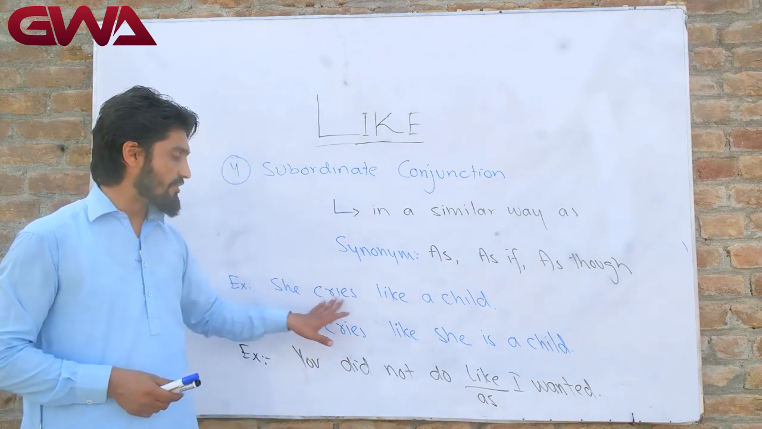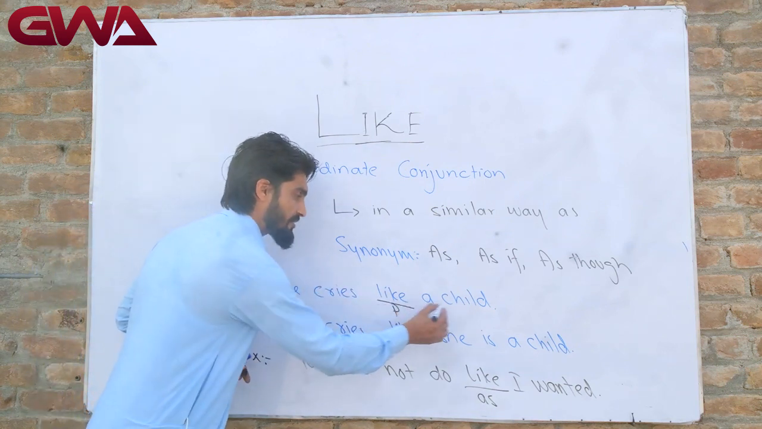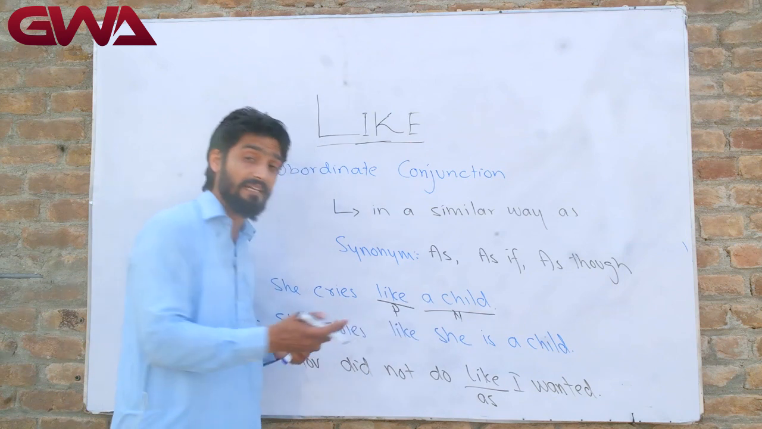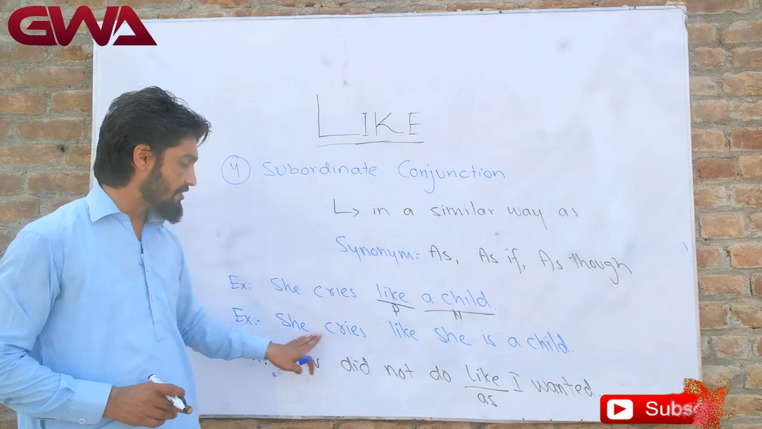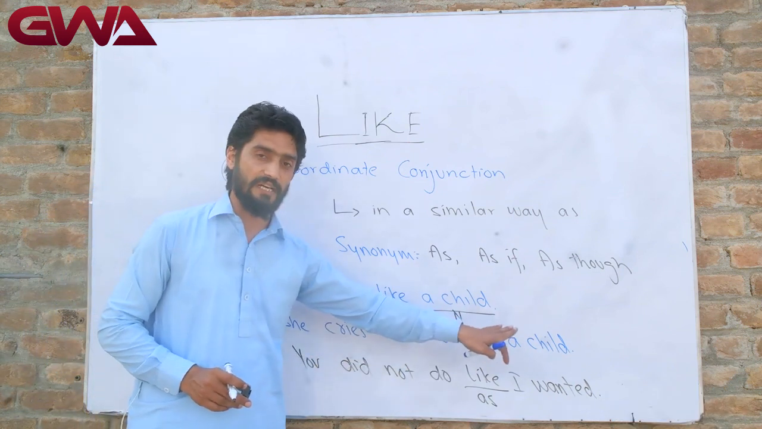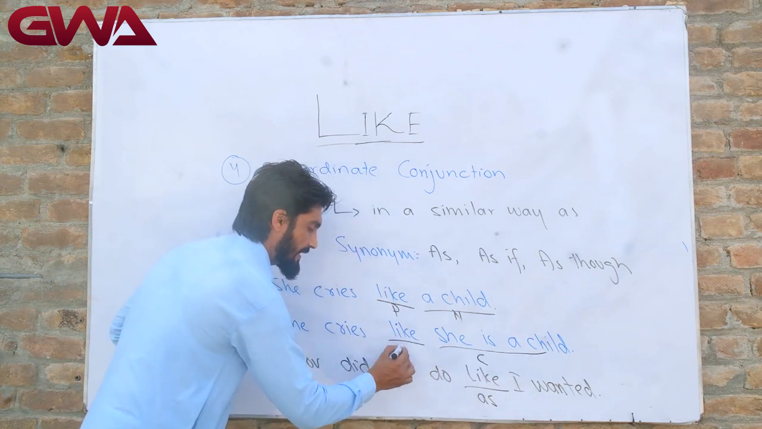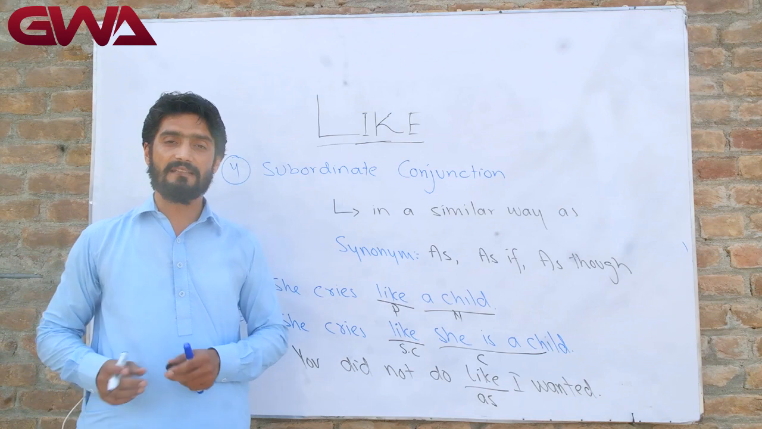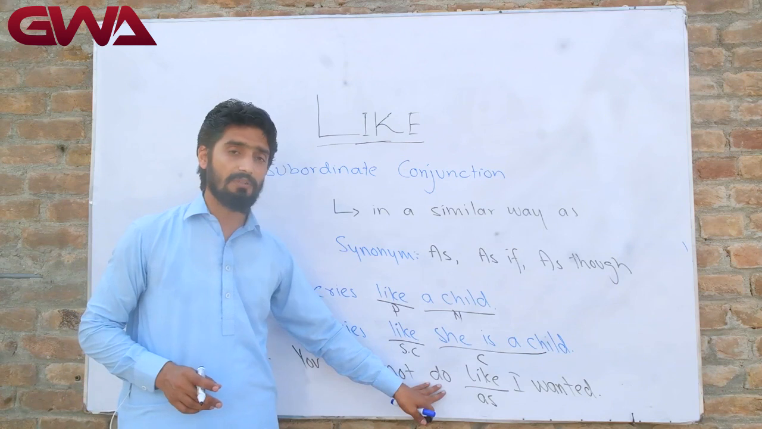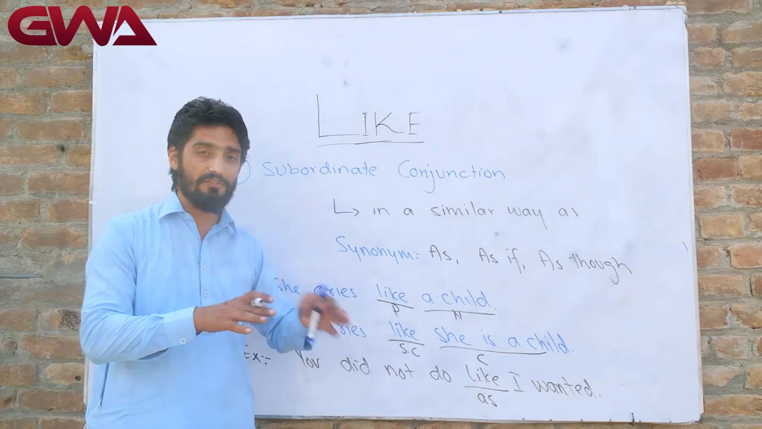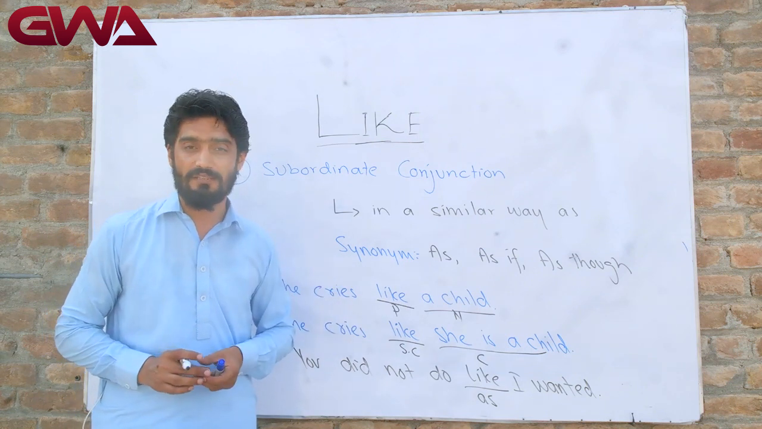Example: she cries like a child. Here, like is a preposition because it is followed by a noun. Now the same example in a different way. She cries like she is a child. Now here we have a clause. Here, like functions as a subordinate conjunction. Another example: you didn't do like I wanted. I mean, there is no similarity between how you did it and how I wanted it to be done.